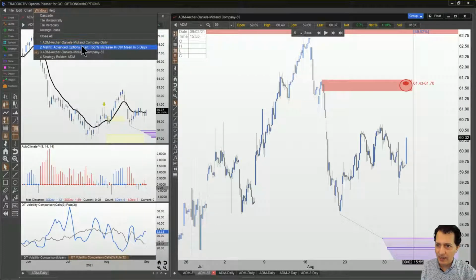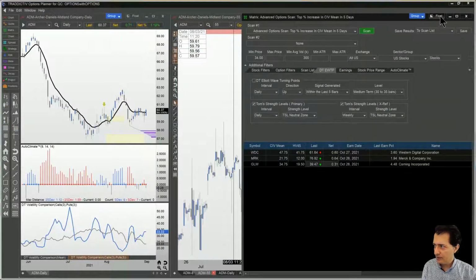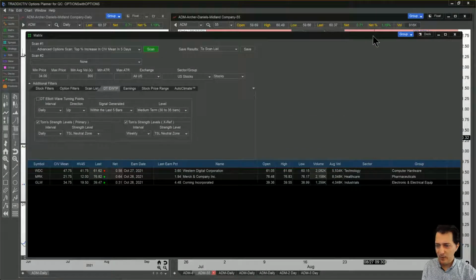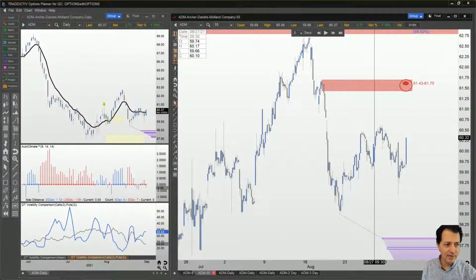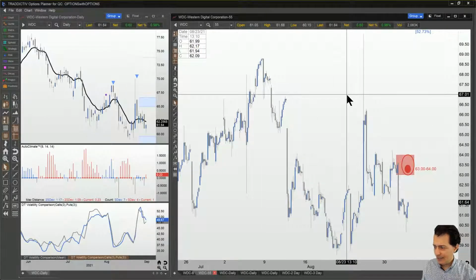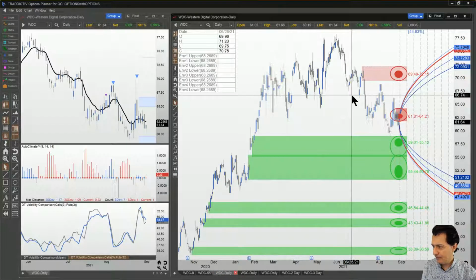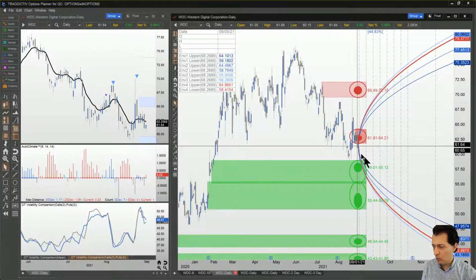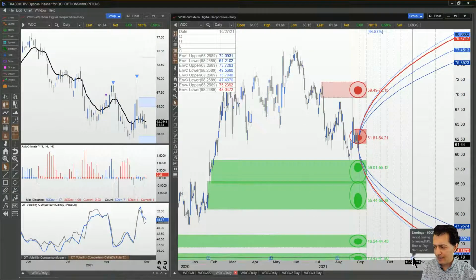The way I like to work with my matrix is to float it, so I can take it to another computer screen and click from there, so it doesn't distort my screen. So I'm going to go for the first symbol, which is WDC, Western Digital, and we're going to move to these particular time frames where I have my probability cone, and I also have that earnings indicator that shows you that earnings are on October 27. So we have plenty of time from now until then, and we can start planning the trades.